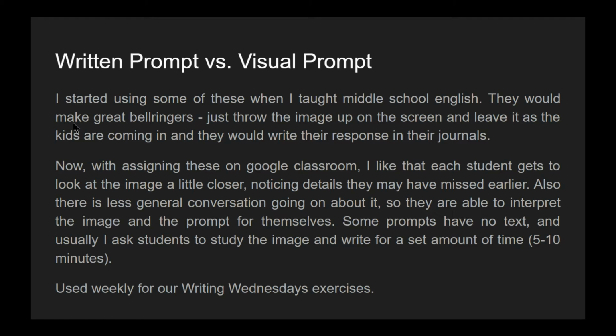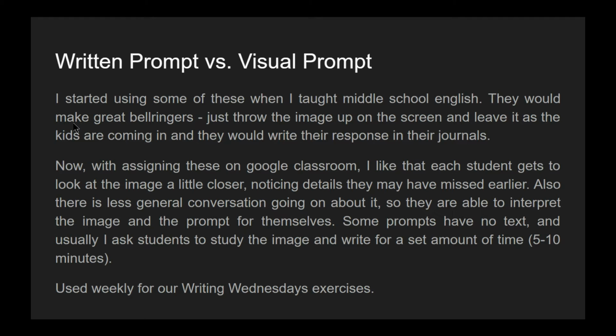They get to notice details they may have missed before. There's less conversation going on in the classroom about the prompt. You don't have the one or two loud students who really like to voice their opinions, telling everybody what they think the prompt means, or how they would answer a given question.